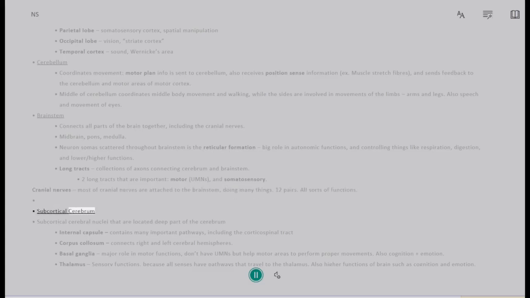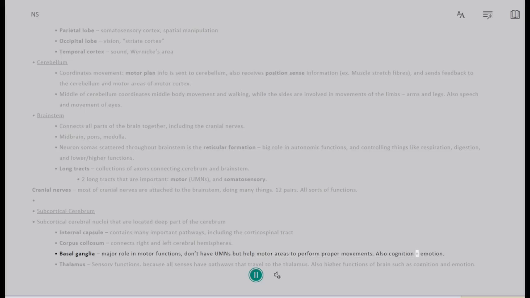Subcortical cerebrum. Subcortical cerebral nuclei are located in the deep part of the cerebrum. The internal capsule contains many important pathways, including the corticospinal tract. The corpus callosum connects the right and left cerebral hemispheres. Basal ganglia have a major role in motor functions; they don't have UMNs but help motor areas to perform proper movements.